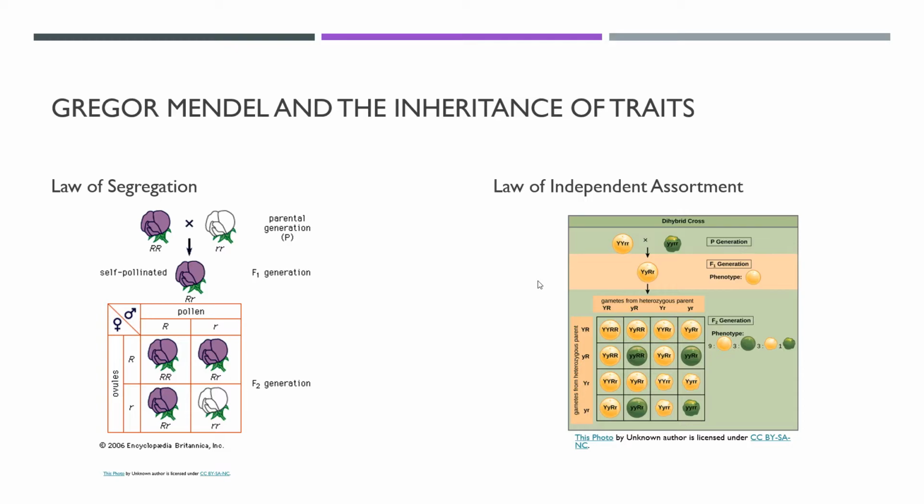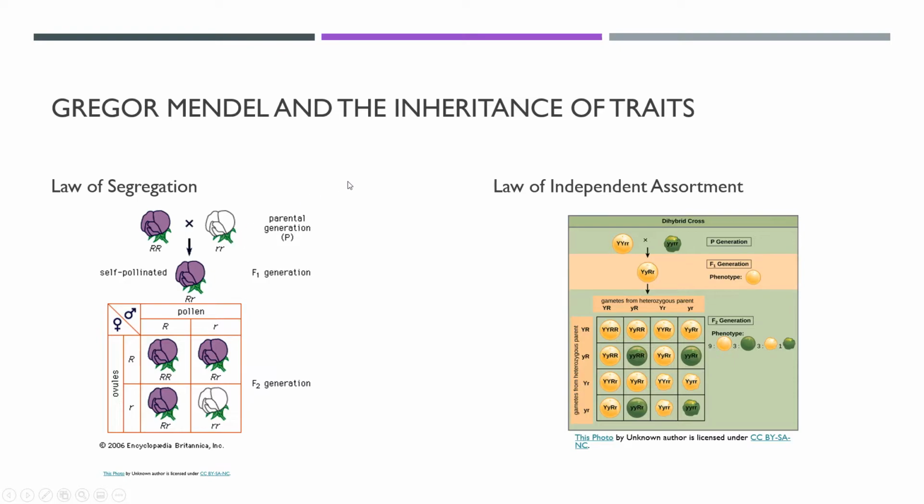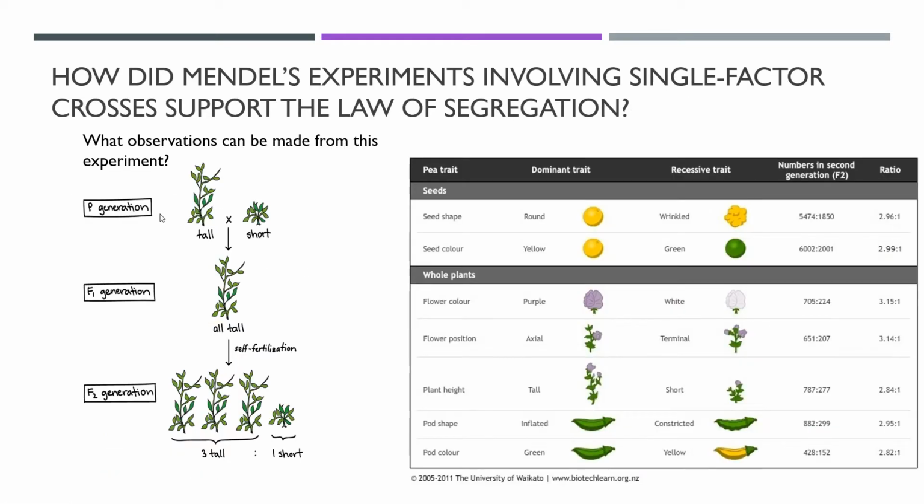What he would do is look at different traits. There were actually 7 different traits that he looked at, and I'll show you those right here. He looked at pea pod shape, pod color, height, flower position, flower color, seed color, and seed shape. As he was testing these, he noticed there were patterns that he was able to see when he was crossing these. It actually shows you right here one example that he did.